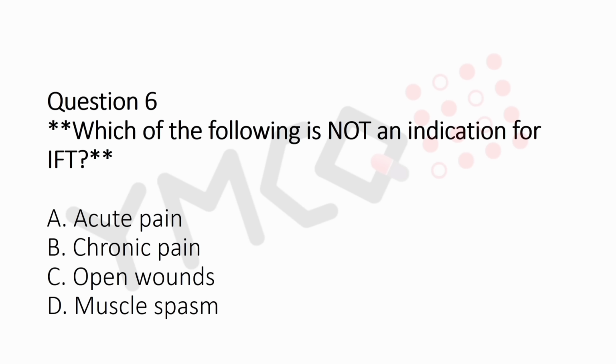Which of the following is not an indication of IFT? Option A, acute pain. Option B, chronic pain. Option C, open wound. Option D, muscle spasm. And the answer is option C, open wound. Now let's move to question number 7.